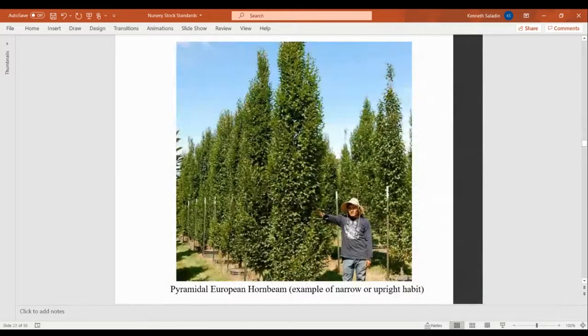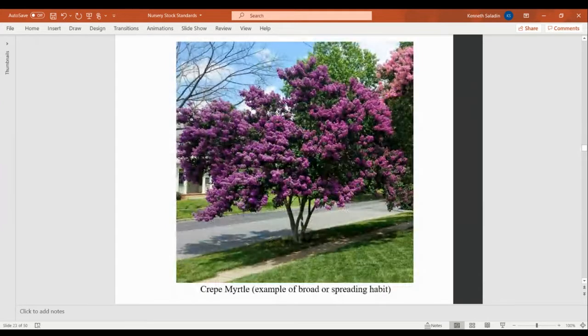All right, this is an example of a tree that has a very narrow upright growth habit. This is pyramidal European hornbeam, and it just naturally grows like this. It's got a very, very narrow or upright growth habit. This is an example of a tree that has a broad or spreading growth habit.